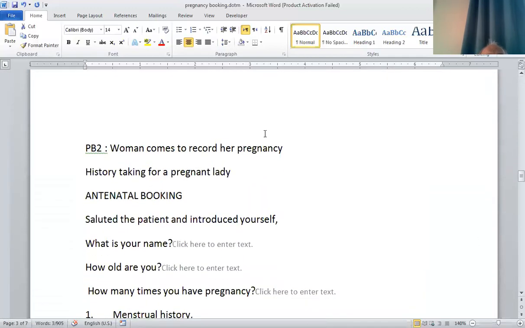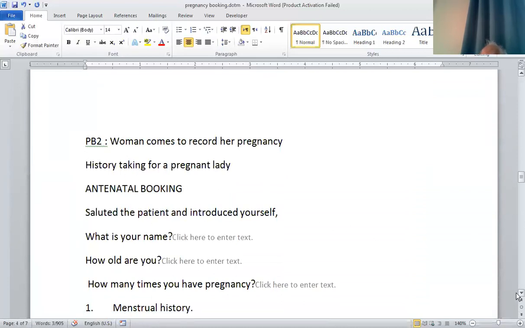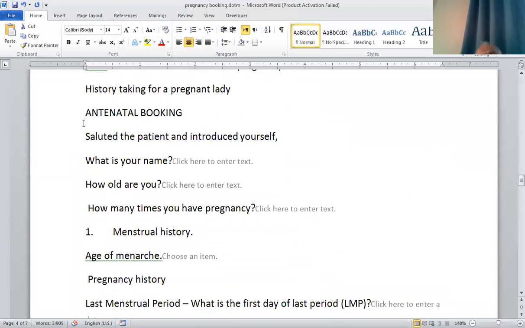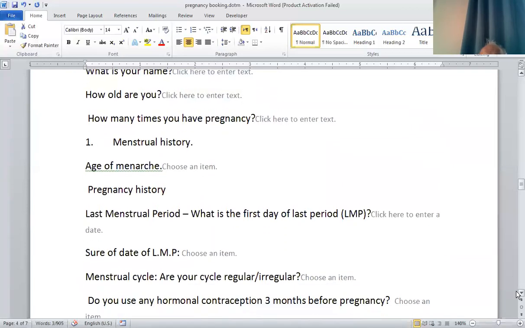then we are going to take a history for the pregnant ladies. If the patient is coming to book her pregnancy, we have to know the name of the patient, how old the patient is, and how many times she has been pregnant. And then we are going to ask about the age of menarche and then the last menstrual date, the first day of last period.